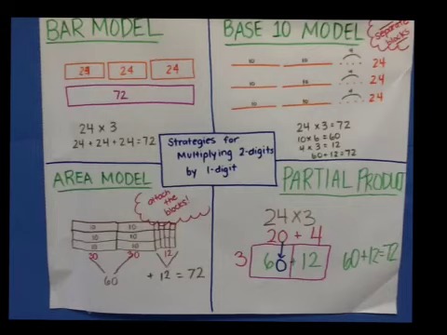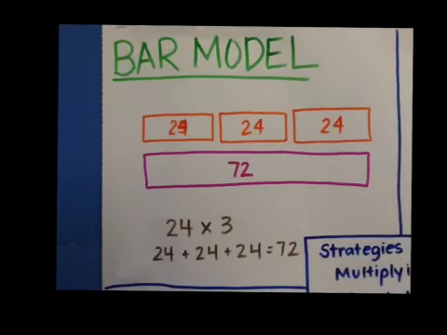So the first model we'll look at is the bar model. This strategy helps students to remember that multiplication is really repeated addition of equal groups, and it uses concrete blocks or bars to help them to see how repeated addition is like multiplication. So you can see that we have here a 2-digit times 1-digit problem, 24 times 3.